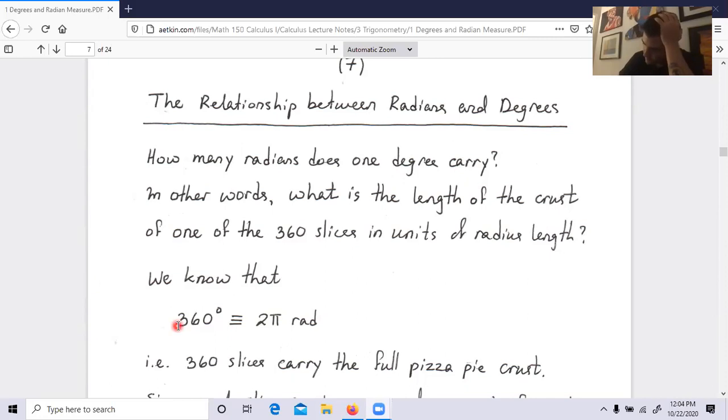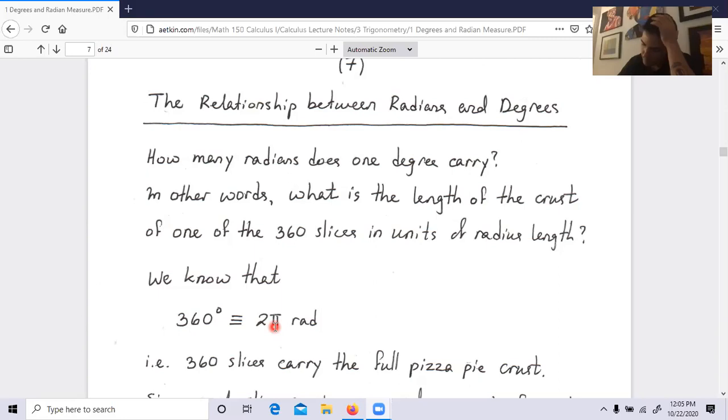360 slices carry the full crust of the pizza pie. Careful, guys. 360 slices carry 2 pi, or roughly 6.28. The full pie carries the crust equivalent to 6.28 radian units. Actually, not exactly that amount, just roughly. It is exactly 2 times pi.